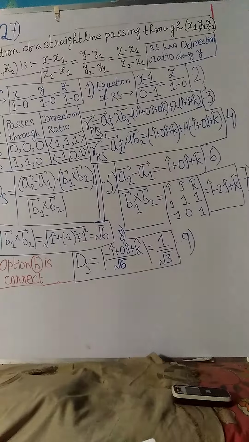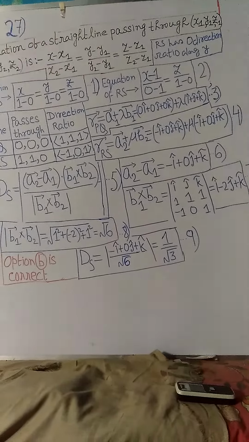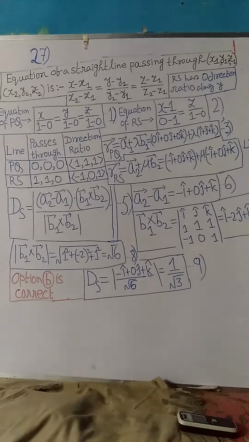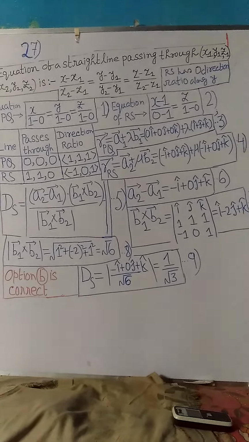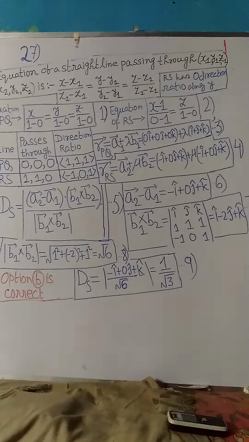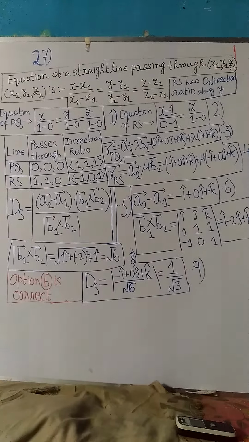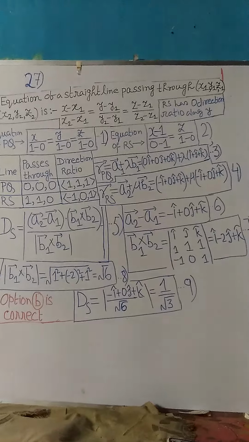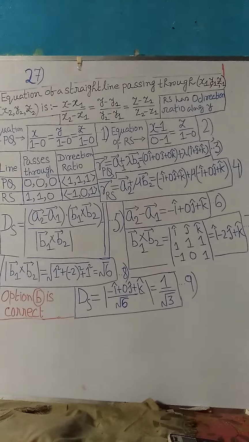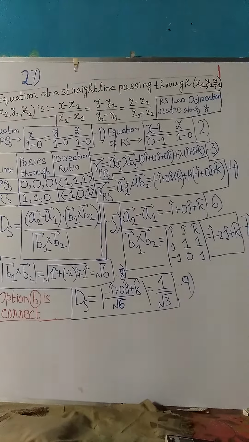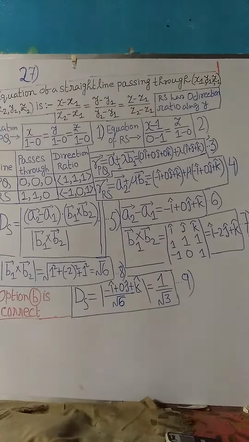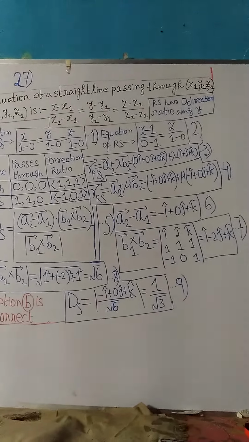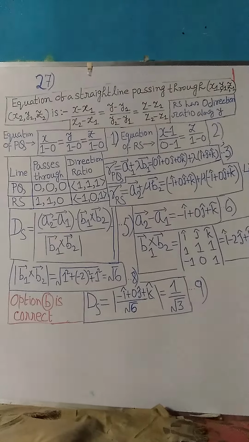We begin the solution by remembering the basic high school level concept of vector algebra, that the equation of a straight line passing through the points x1, y1, z1 and x2, y2, z2 is formulated as (x minus x1) divided by (x2 minus x1) equals (y minus y1) divided by (y2 minus y1) equals (z minus z1) divided by (z2 minus z1).